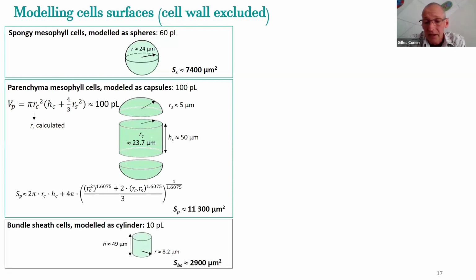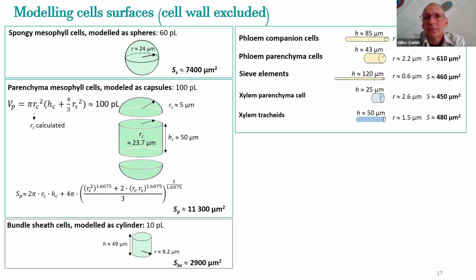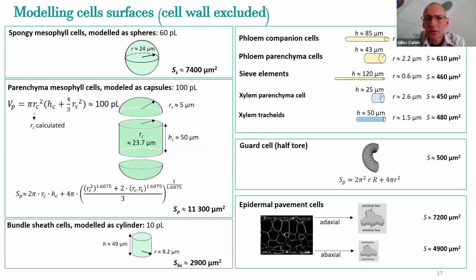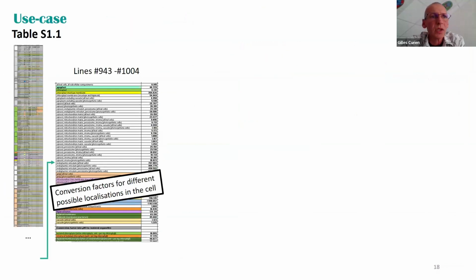For bundle sheath cells, it's a cylinder. For vein cells, also cylinders. Guard cells, a torus. And finally, epidermal cells. It's quite complicated to get the surface of a puzzle piece. I have a supplementary slide to describe that, but I think it's not the point here. If you're interested, I can provide you the information. The idea is that it's not trivial.